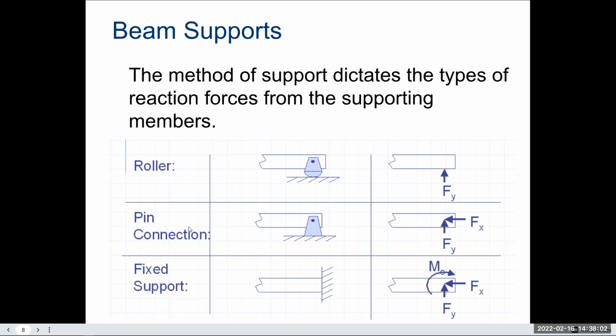Next up, you have a pin connection. You can almost think about this as a hinge. So a pin connection is able to support it upwards. Also, it has that horizontal force, so you have the Fx as well as an Fy up. Next up, we have a fixed support. And so the fixed support will have the up and the down, and it will also be able to have that reactionary moment force.